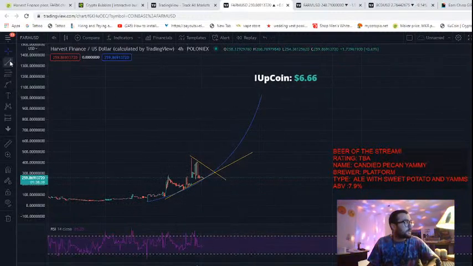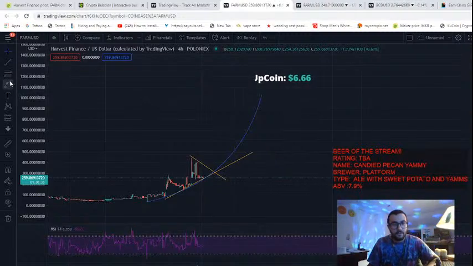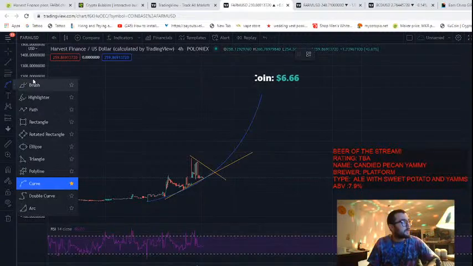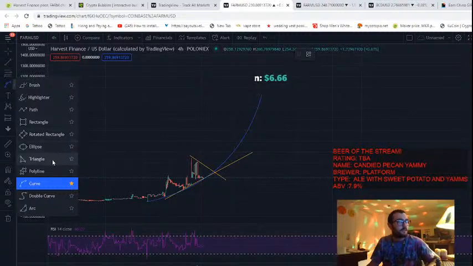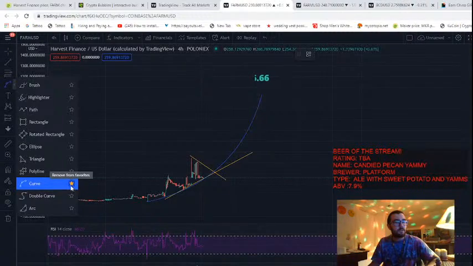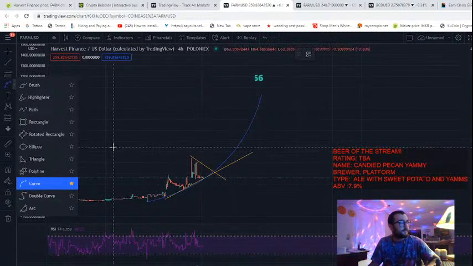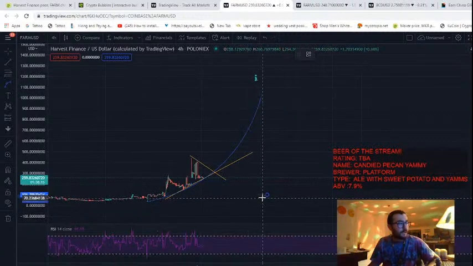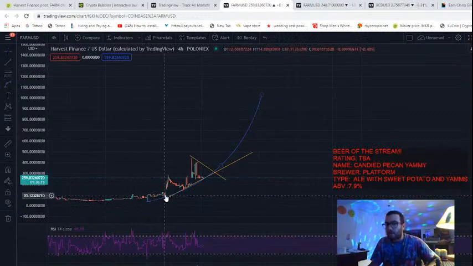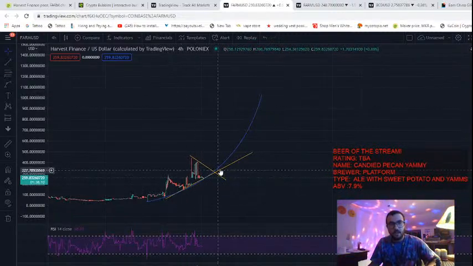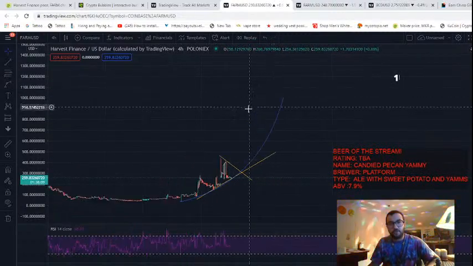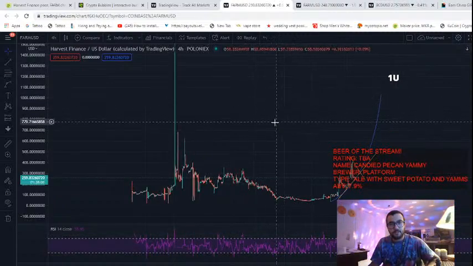If you go over to the left column here, there is the indicator. Pop this up. It's either brush, highlighter, path, rectangle, rotated rectangle, ellipse, triangle, polyline, or curve. I have the curve starred here so it's easier to see. A curve like that is called going parabolic, right? That says this thing's going to go to the moon.